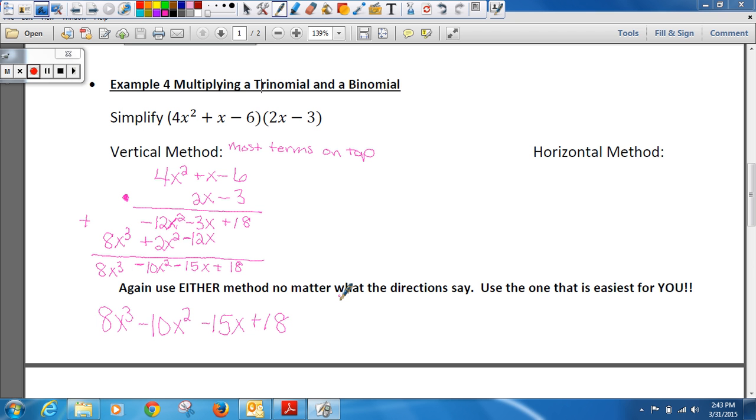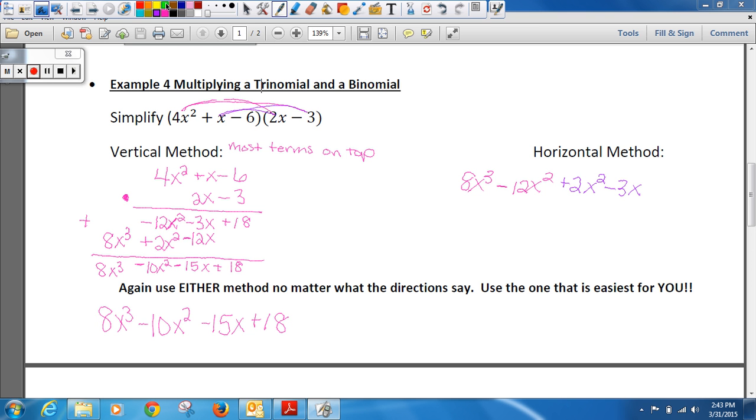The horizontal method is simply to leave it like it is written and you multiply it through and then you combine like terms. So we'd use our distributive property essentially. So 4x squared times 2x is 8x cubed. 4x squared times negative 3 is negative 12x squared. Now we're going to take the second term through. X times 2x is positive 2x squared. X times negative 3 is negative 3x.